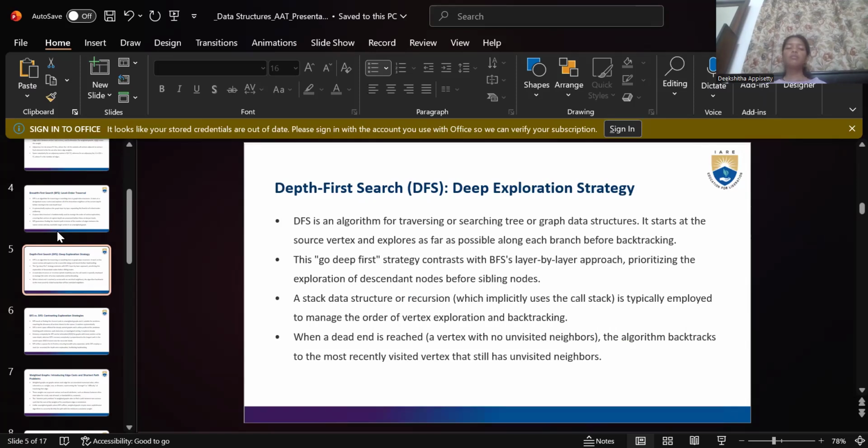This is a go-deep-first strategy, in contrast with BFS's layer by layer approach, prioritizing the exploration of descendant nodes before sibling nodes. A stack data structure or recursion is typically employed to manage the order of vertex exploration and backtracking. When a dead end is reached, the algorithm backtracks to the most recently visited vertex that still has unvisited neighbors.